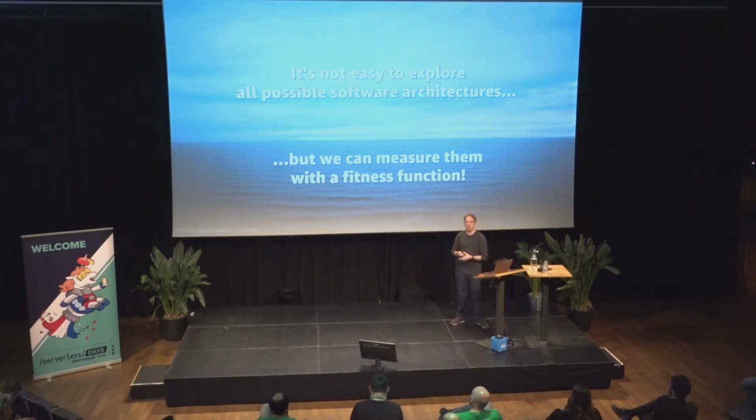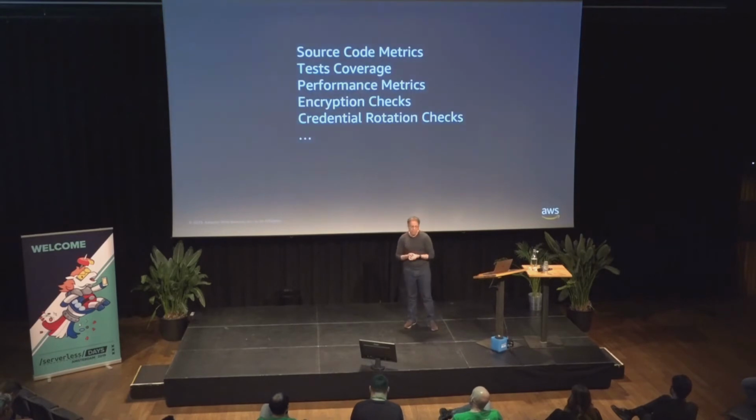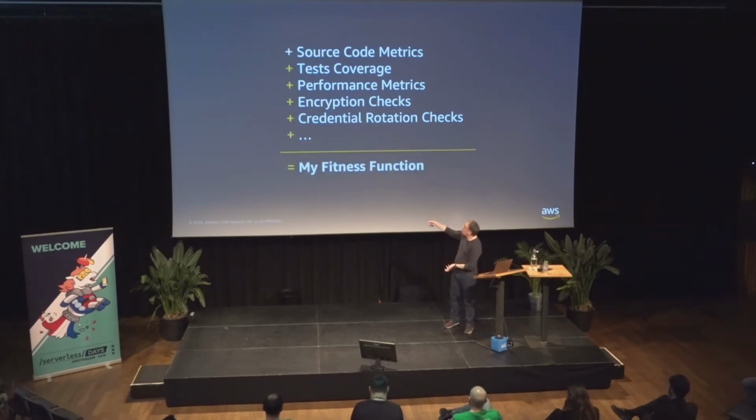So how can we compute a fitness function for an application? We can take lots of different metrics. For example, I can use source code metrics, like cyclomatic complexity. I can look at test coverage, performance metrics, security. Am I encrypting data at rest? Am I encrypting data in transit? If I have some secrets, some credentials, how am I managing the rotation of the credentials, or am I always using the same credentials for years without updating? And together, maybe with the business, I can give a score to each of these points, and I can just sum everything together, and I get a fitness function for my application.